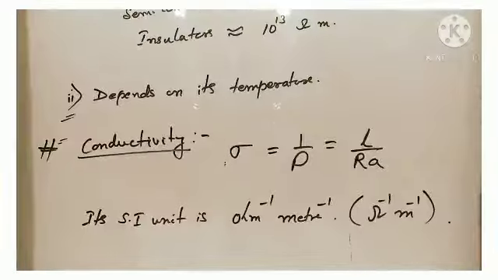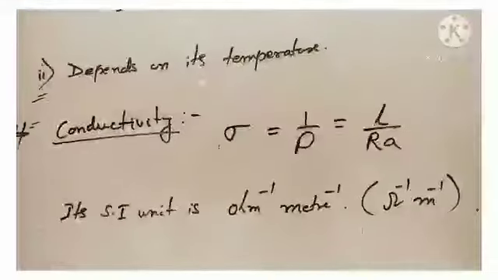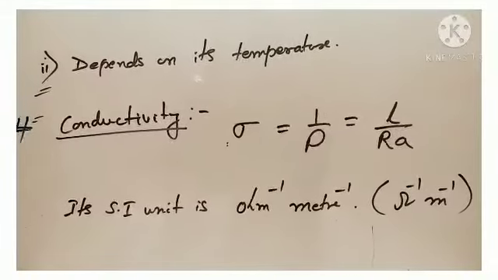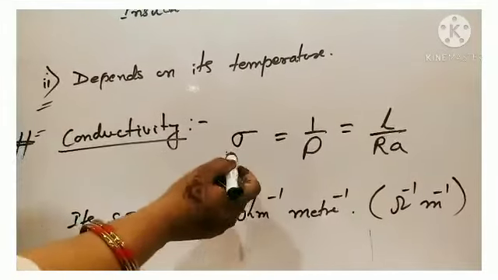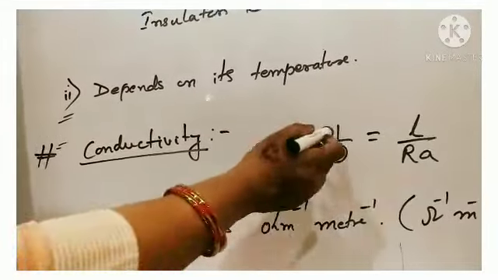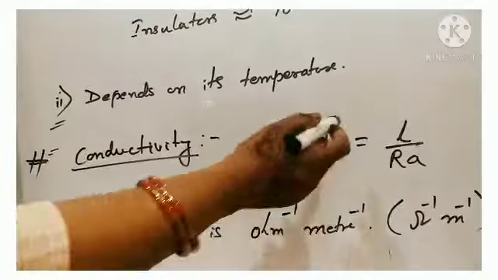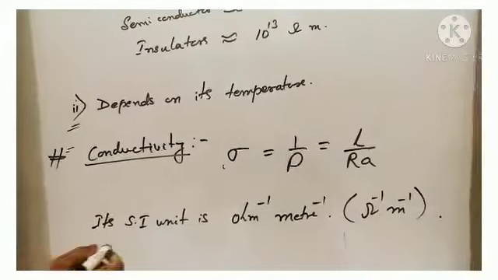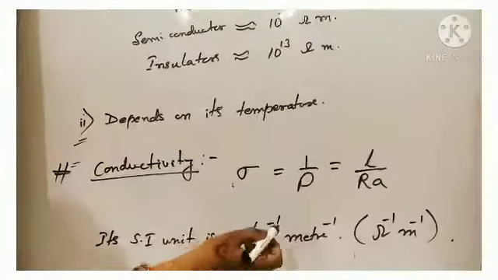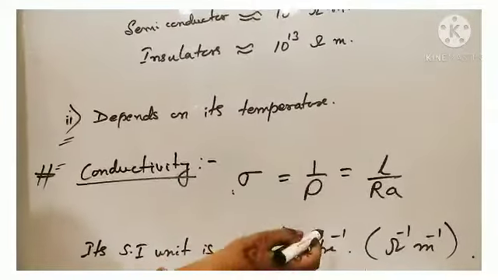Now conductivity. The reciprocal of specific resistance is known as conductivity. It is represented by the symbol sigma, which is 1 by rho, or L by R into A also we can write. Its SI unit is ohm inverse meter inverse.